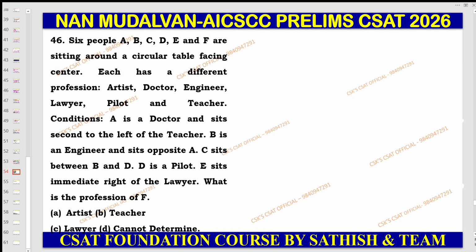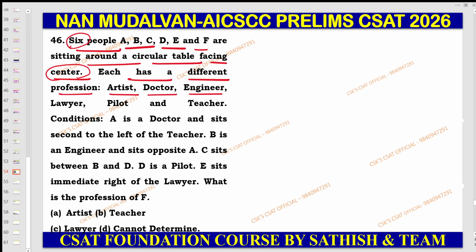Next question. This is a simple question, yet you have to understand some logic. When you work with the logic, it's an easy one. Six people A, B, C, D, E, F are sitting around a circular table facing the center. So total six people, you have to mark that, and facing the center, you have to mark that. This kind of profession-based relationship question has appeared in recent years also, so please be careful. Each has a different profession: artist, doctor, engineer, lawyer, pilot, teacher.